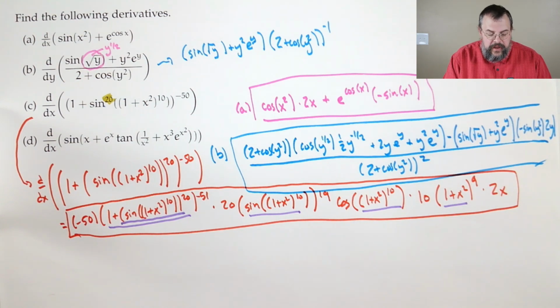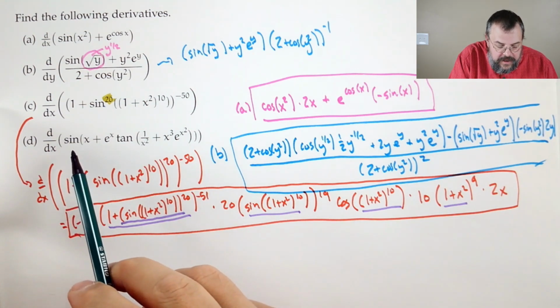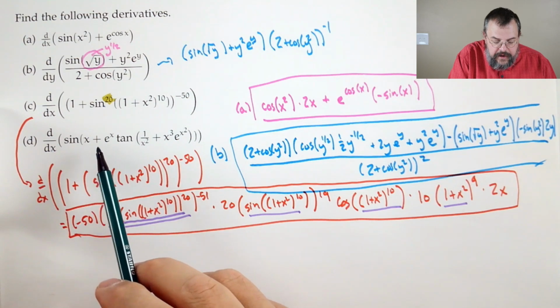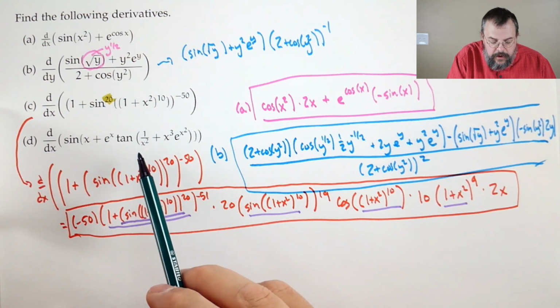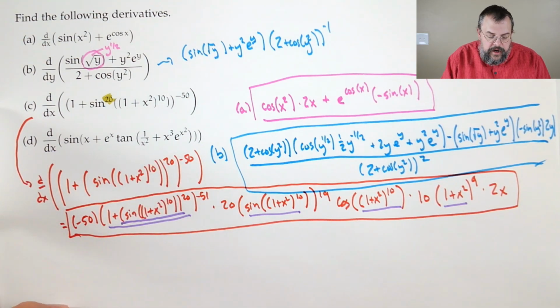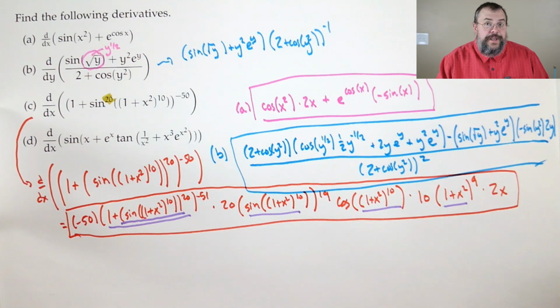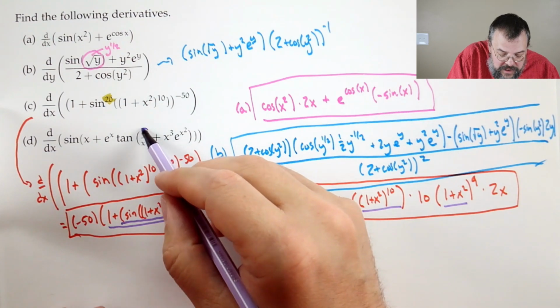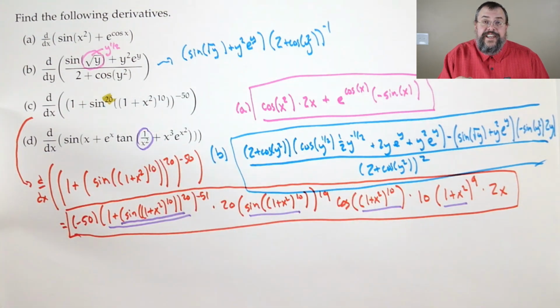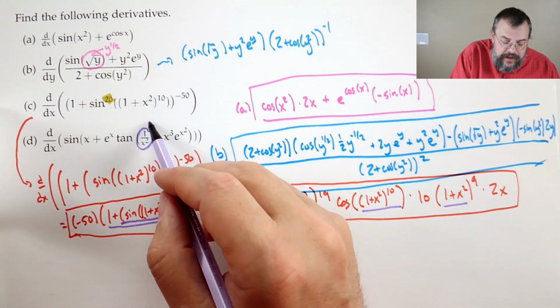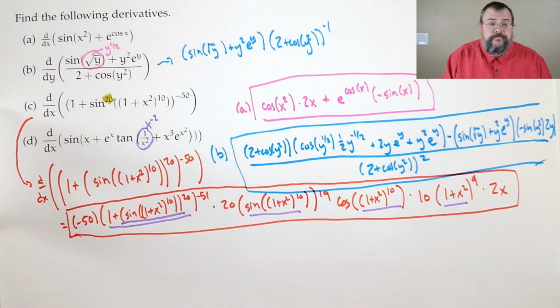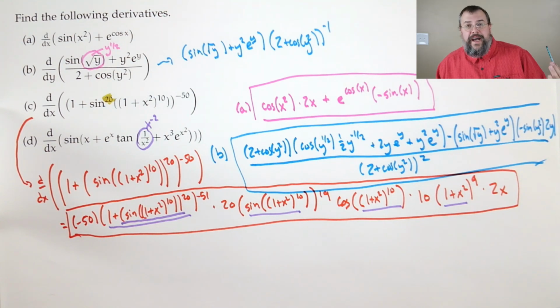Okay. So this one, sine of x plus e to the x times tangent of 1 over x squared plus x cubed e to the x squared. Now, there is one thing we should do before we start, which is we should make one of these things more calculus friendly. You're probably thinking, what's the thing that needs to be more calculus friendly? The answer is the 1 over x squared. What's the calculus friendly way to write 1 over x squared? It is as x to the minus 2. So we like to work with x to a power.